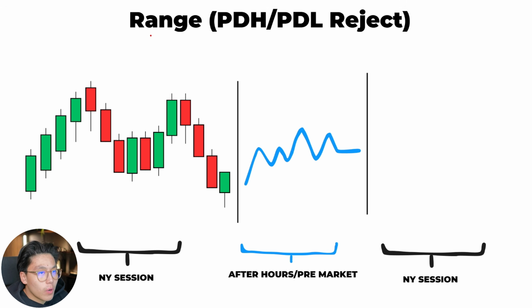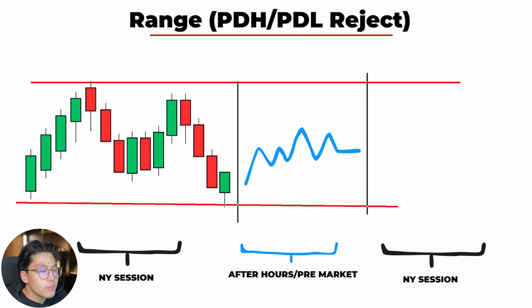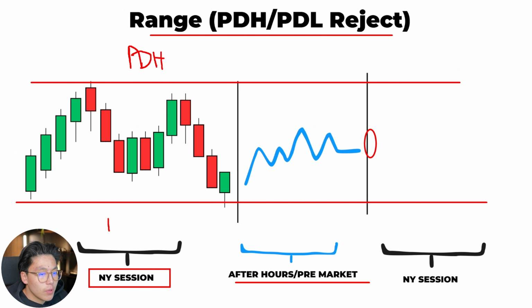So scenario number one, we're going to talk about range. It's a previous day high / previous day low rejection. What we're going to have marked out here is your previous day highs. We're also going to mark out your previous day lows. As you can see, this is the New York session and the after hours / pre-market. All we do is consolidate. So we're inside of the previous day's range, which is your previous day's high and previous day's low. You can see that we're inside of this range right here coming into market open.